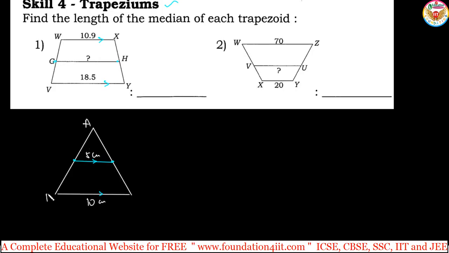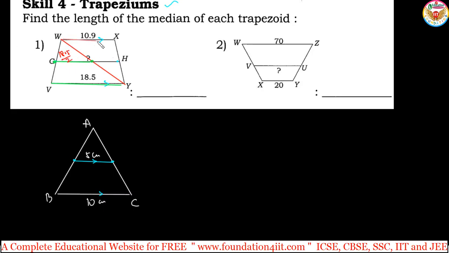So if you join the midpoints of any two sides of a triangle, it is parallel to the third side and exactly half of the opposite side. That means if it is 10, this is 5. The same logic you apply if you join on the diagonal. Now this is 18.5, right? So this is exactly half of that because these two are the midpoints. Joining, it is parallel to this. So G to H is 18.5 divided by 2, half of this.